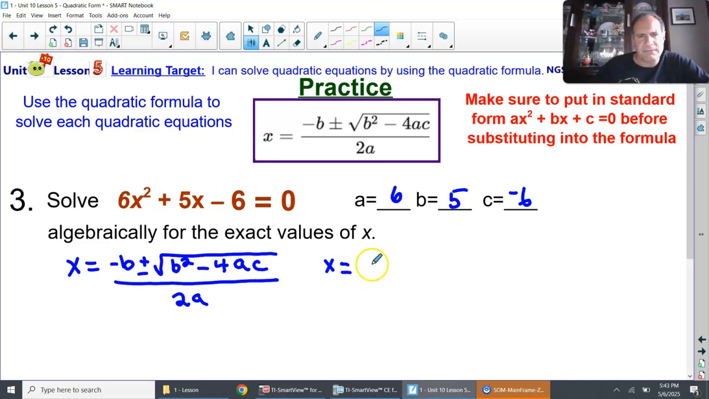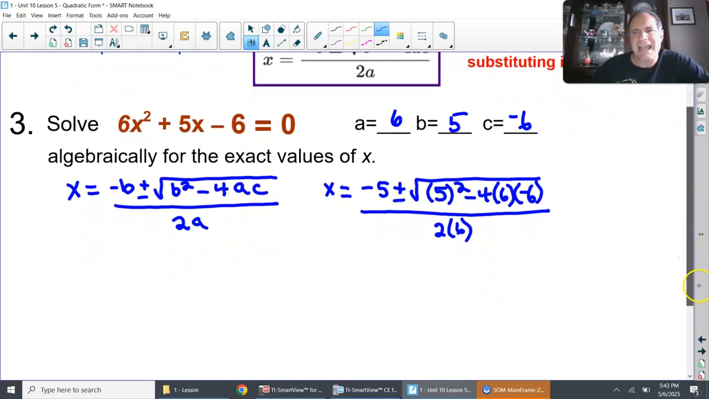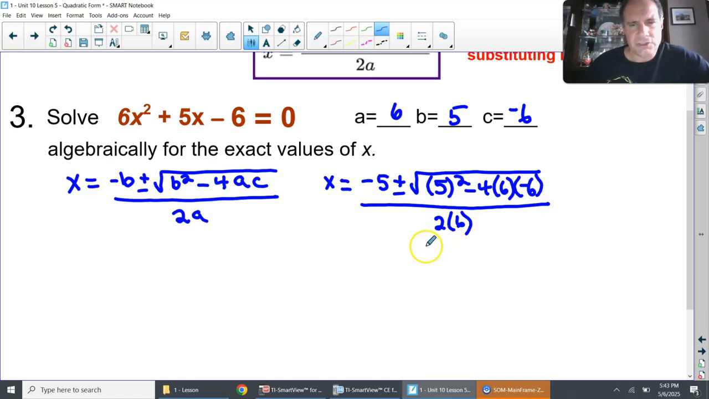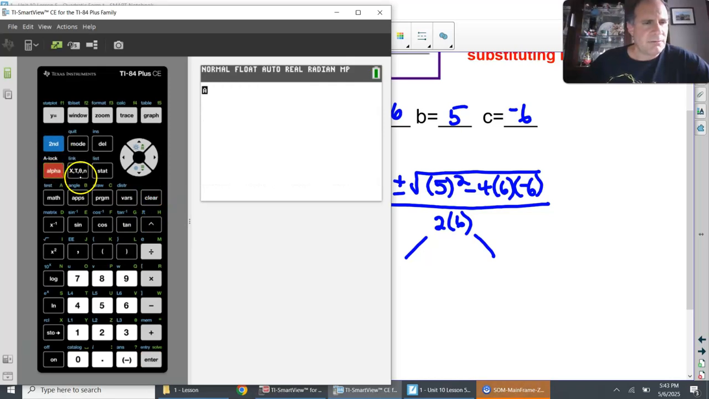I'm going to move over. This is now negative b, which is negative 5, plus or minus square root of 5 squared minus 4 times a, which is 6, times negative 6, c. And then that's all over 2 times a. 2 times a is 2 times 6. And we're going to say the exact values of x. So we're just going to go like this and like this, and we're going to have the exact values. Let's see what we get. We're going to clear this out because there's a lot going on there.